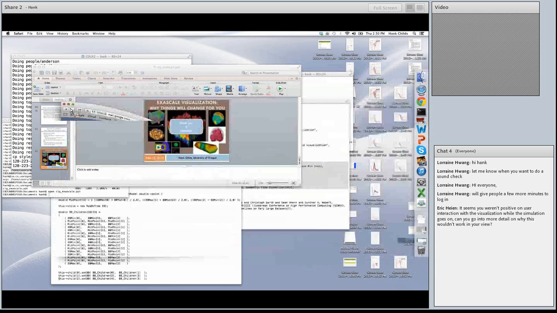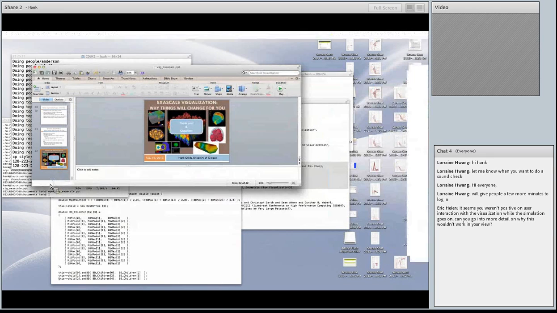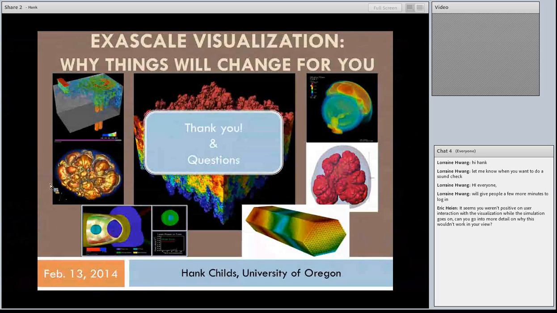The question is, it seems you weren't positive on user interaction with the visualization while the simulation goes on. Can you go into more detail on why this wouldn't work in your view?